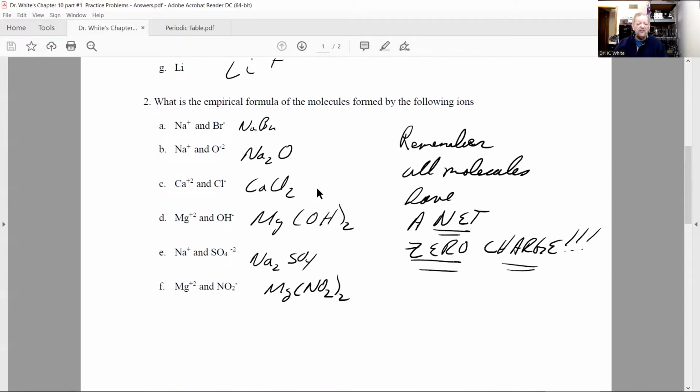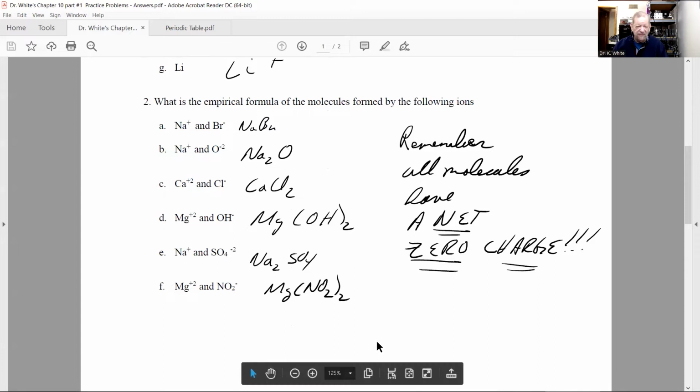Now, the next question is, what's the empirical formula for molecules with the following ions? And notice I have written there, remember, all molecules have a net 0 charge. So let's look at these. How do you do this? Let's look at C. What would be the empirical formula of calcium +2, chlorine -1?